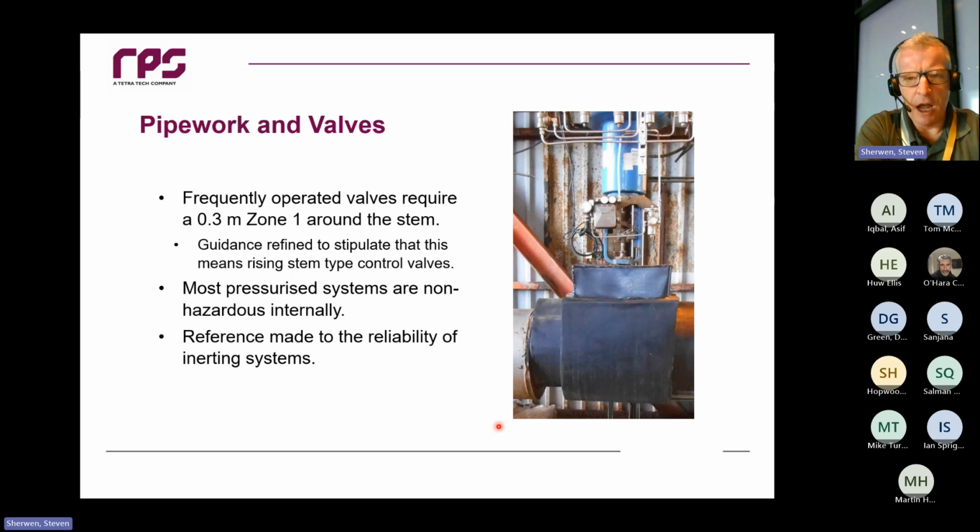Those of you using EI15, remember there was a clause that said a frequently used valve should have a 0.3 metre zone 1 around the stem. But words like frequently used, or bigger than or smaller than, are very wishy-washy and open to a lot of interpretation. So that was tightened up in this edition.